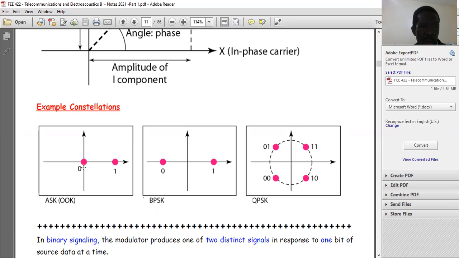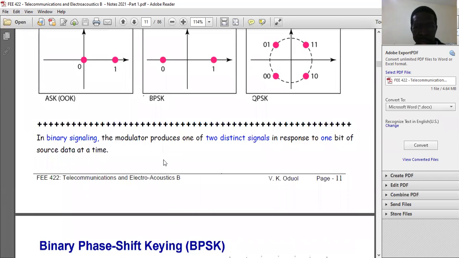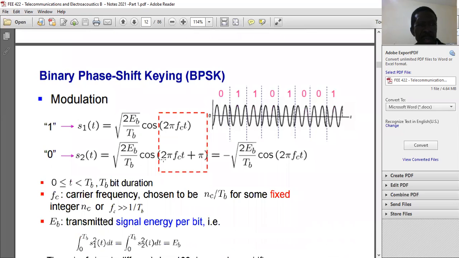So for example, if you have on-off signaling, then you have a point at 0 and a point at 1. Binary phase shift keying, a point at -1, a point at +1, and QPSK with those 4 points as indicated. So the binary phase shift keying, you can think of a 1 as being mapped into signal S1 and the binary 0 into signal S2. In terms of mathematical forms, the signals are basically a single carrier with frequency FC, and the 0 is mapped onto the same carrier but shifted by pi radians. When you work it out, there's a negative sign that pops up.